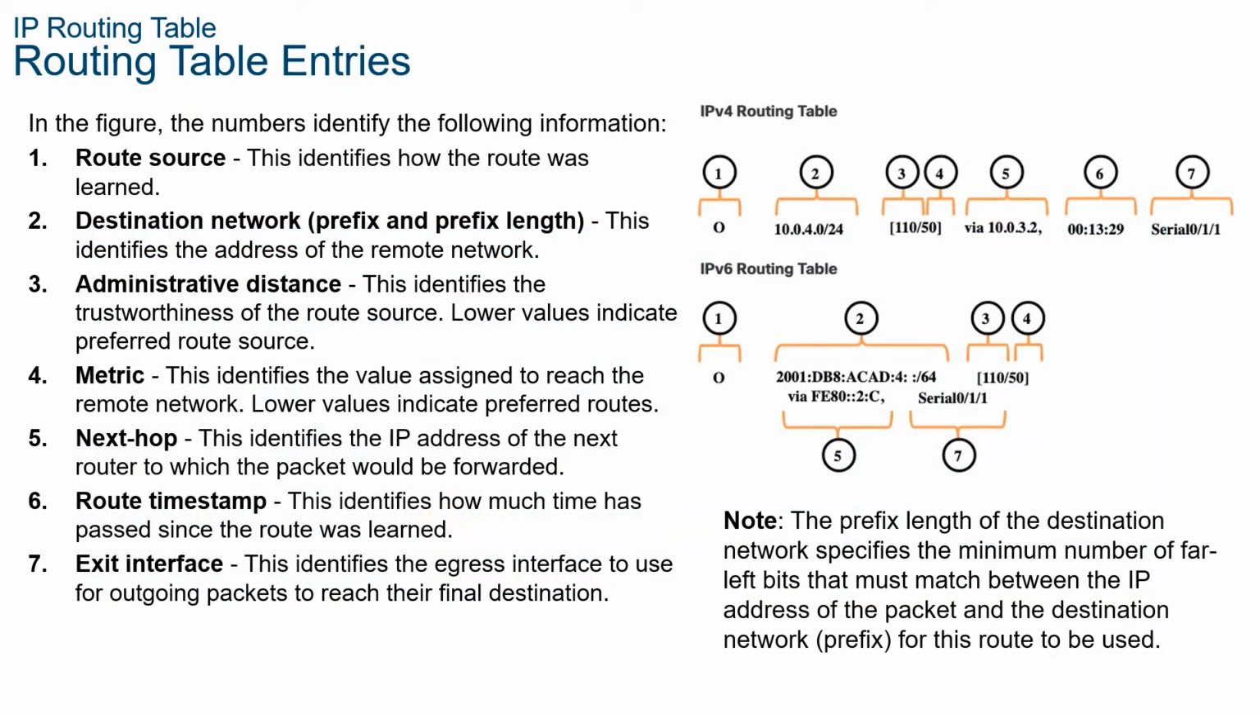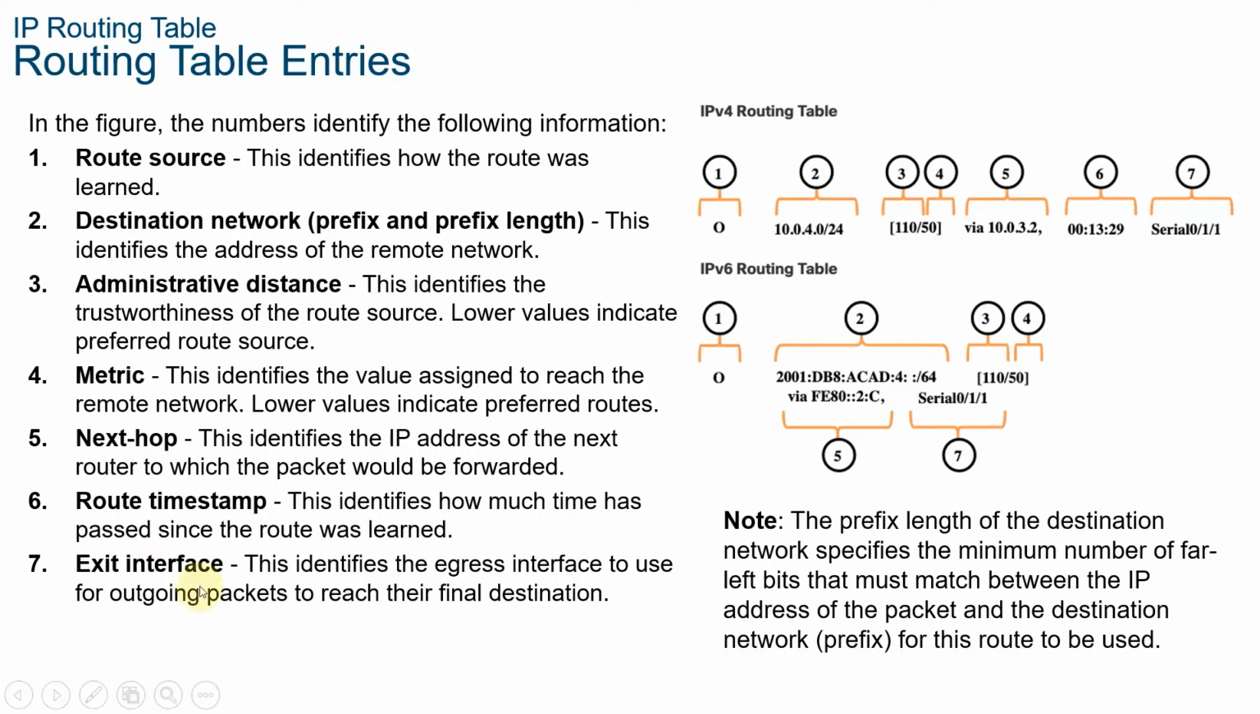Okay. So, as a network administrator, it is imperative to know how to interpret the content of IPv4 and IPv6 routing tables. The figure displays IPv4 and IPv6 routing table entries on R1 for the route to remote network 10.0.40.0/24 and 2001:DB8:ACAD:4::/64. Both these routes were learned dynamically from the OSPF routing protocol.